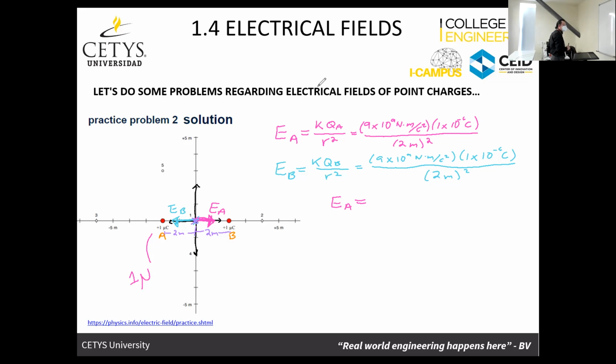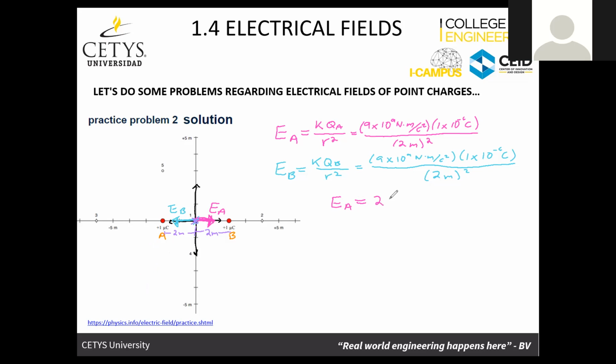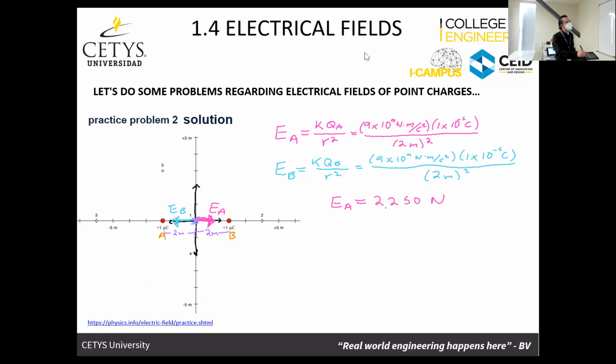Anya, do we have the value? Yes, but I don't know if it's correct. Let's see. It's 2,250. I got the same thing. Perfect, 2,250 newtons per coulomb. And actually, I'm not going to ask anybody to calculate EB. Why is that? It's the same values, if you notice. So EB is going to be the same.